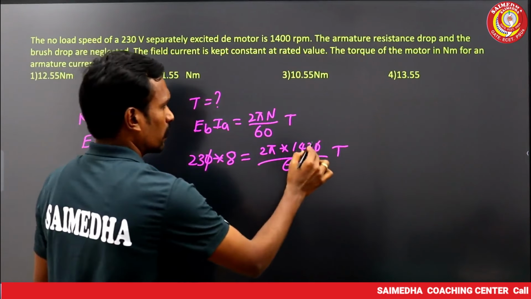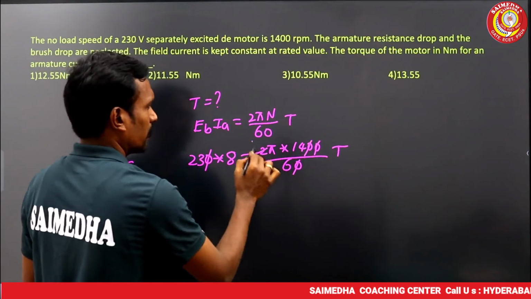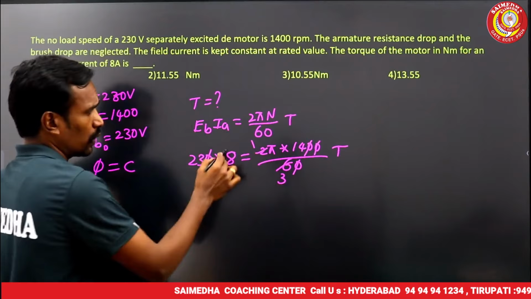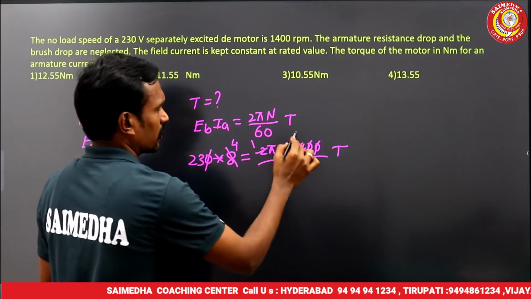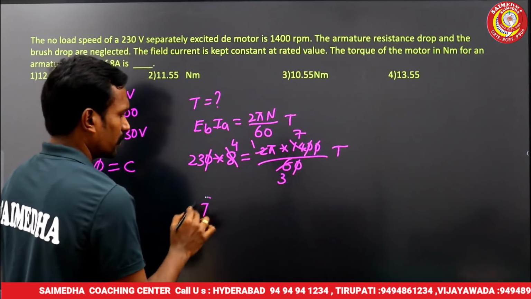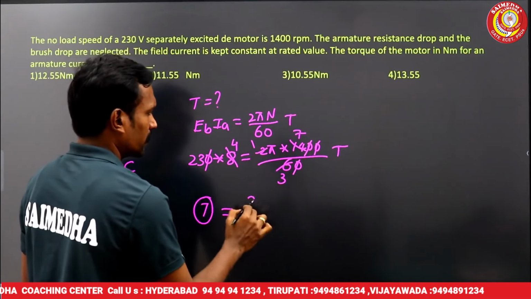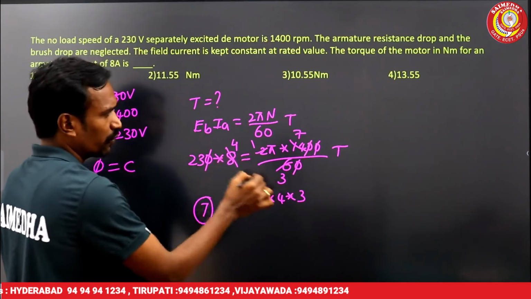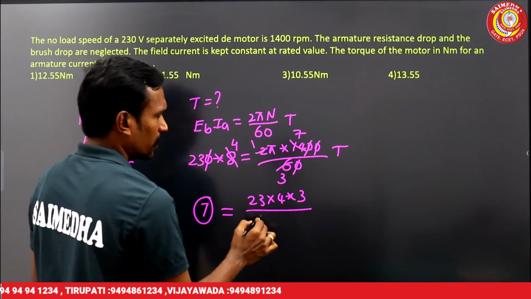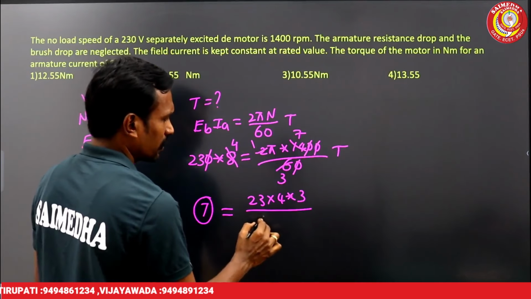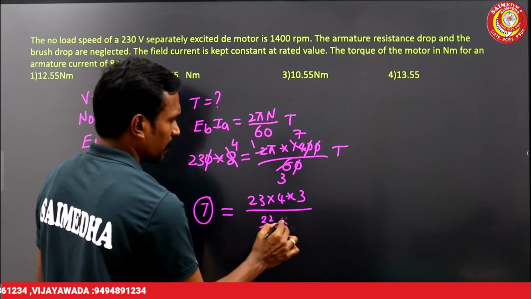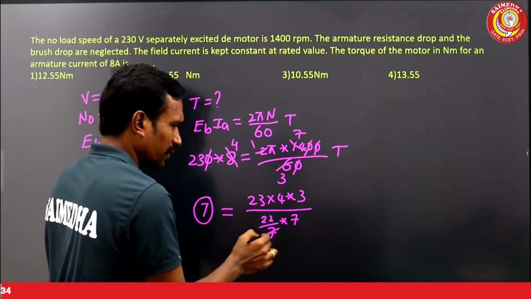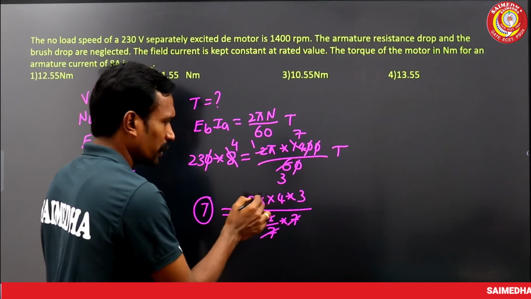So torque T is equal to 23 into 4 into 3 divided by 2 pi, which is 22 by 7 into 7. Pi into 7, the 7 gets cancelled, and the 22 gets cancelled.